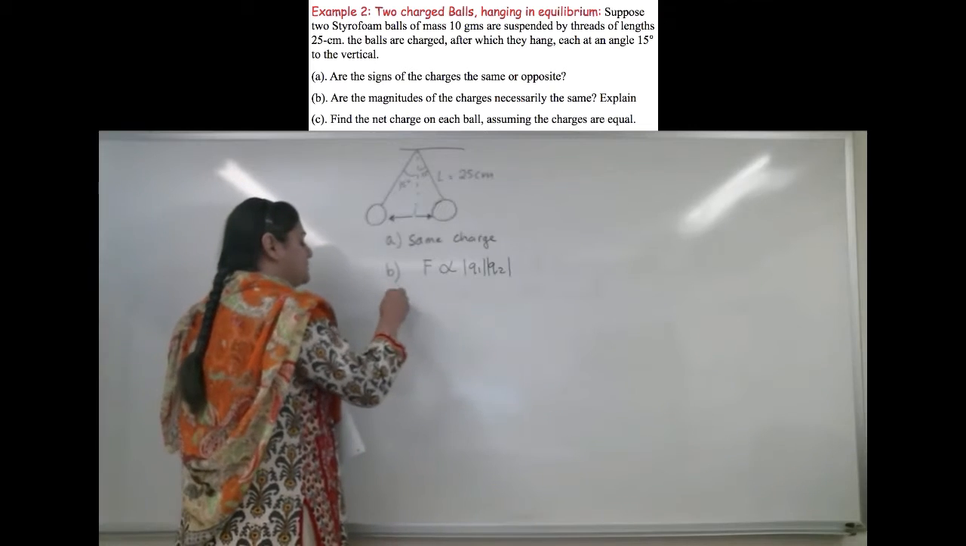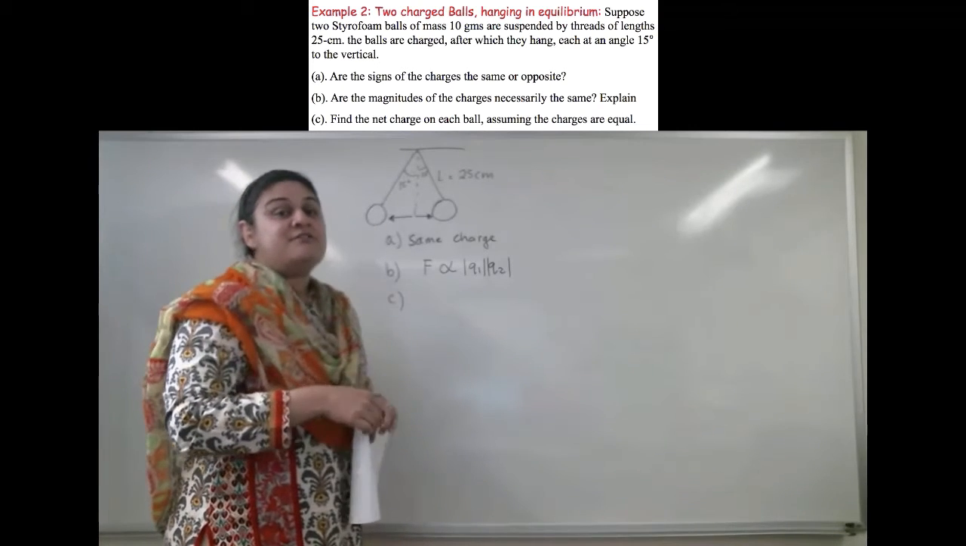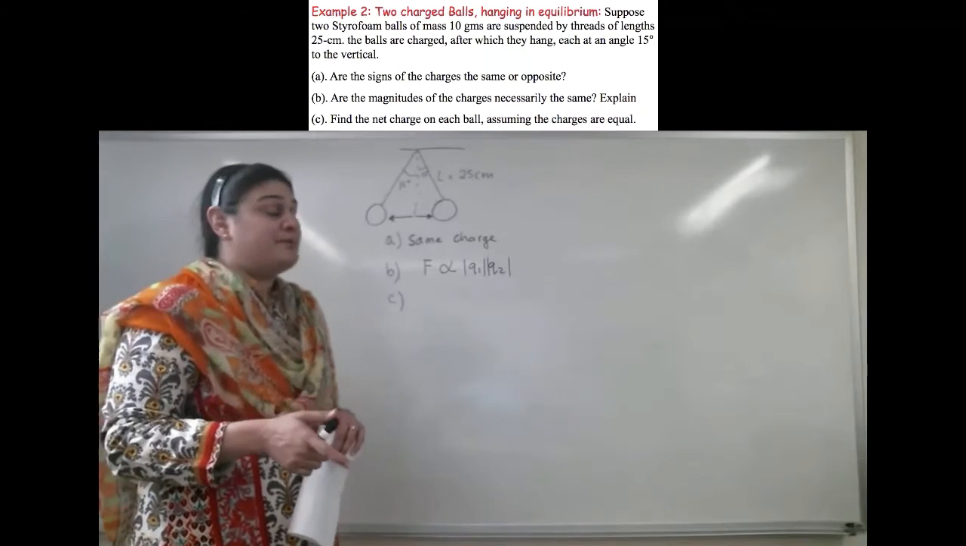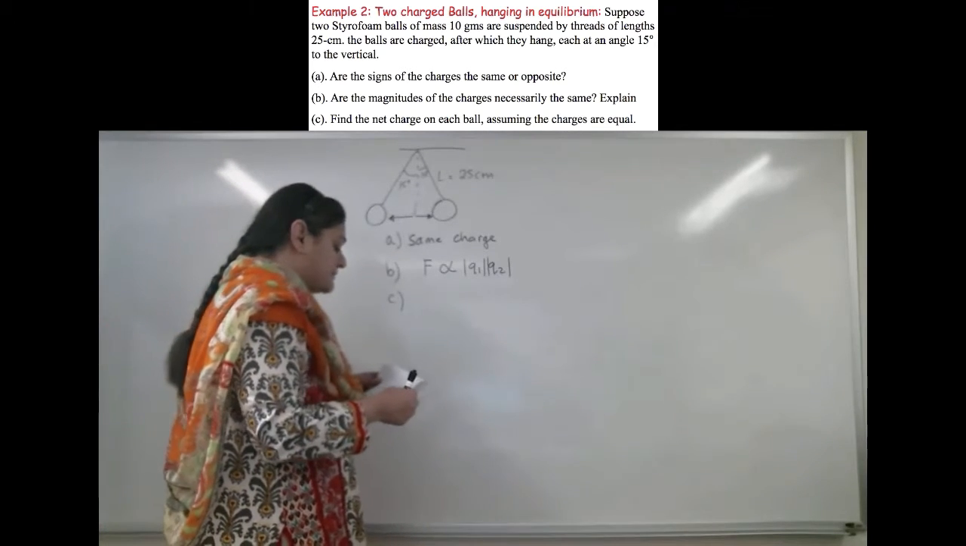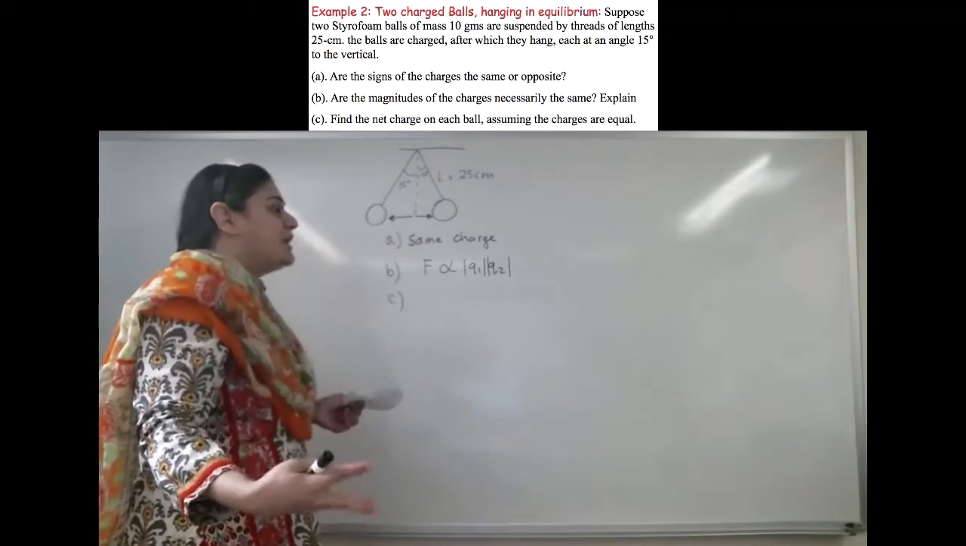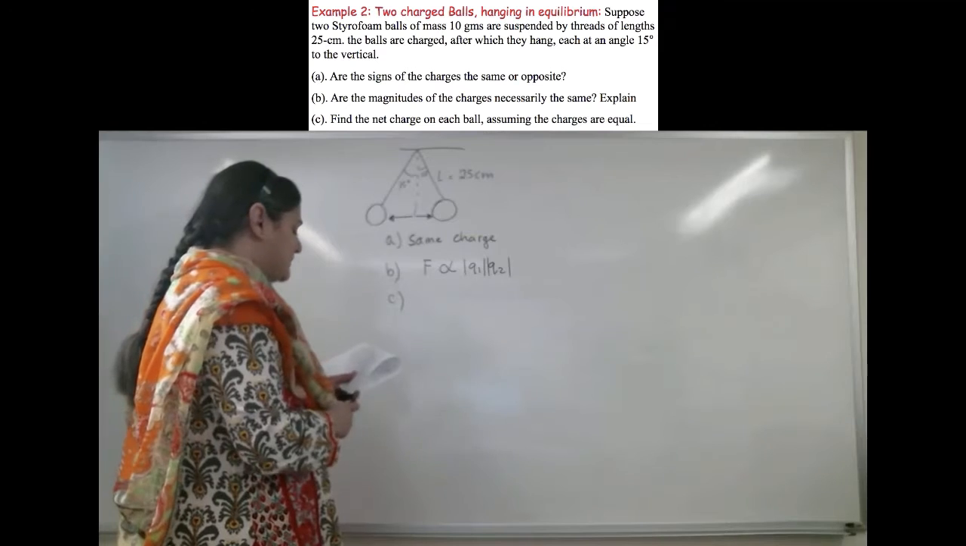Now, part C, what does it ask me? It asks us, find the net charge on each ball, assuming that the charges are equal. Okay, so now that we assume that the charges are equal, how can I reuse what I already know in order to solve this problem?